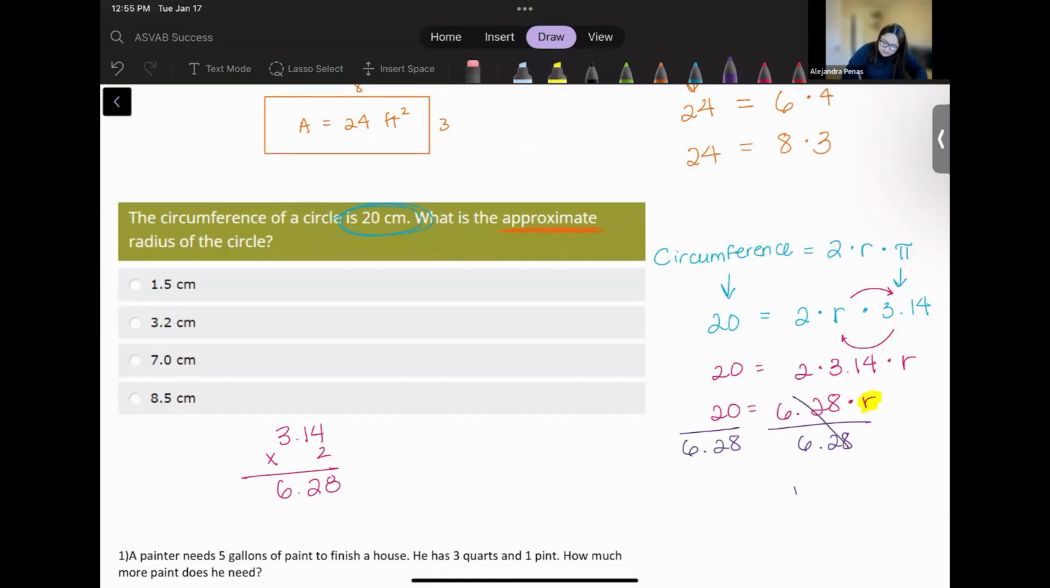This would go away, leaving me with r is equal to, so let's take care of the division. So we have 6.28, and I got 20 on the inside. Now, remember what I told you, that whenever you divide with decimals, you want to make sure that the number on the outside is a whole number. So let's move the decimal to the right. I'm going to move this decimal once, twice to the right. Same thing here, once, twice, and we fill this in with zeros.